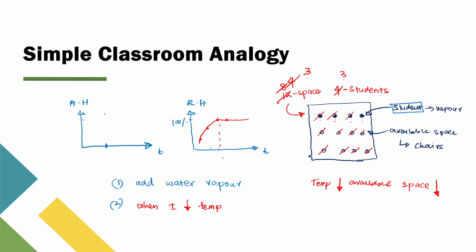Similarly, what about the AH? Until RH becomes 100%, what was happening? RH was gradually increasing, I mean the available space was decreasing, but until the numbers are equal, AH will not change. So until RH becomes 100%, it will not change. After that, it will start to reduce. Okay, hope the idea is clear.